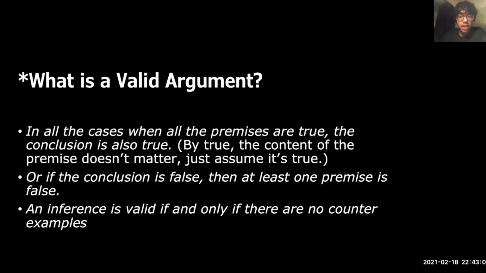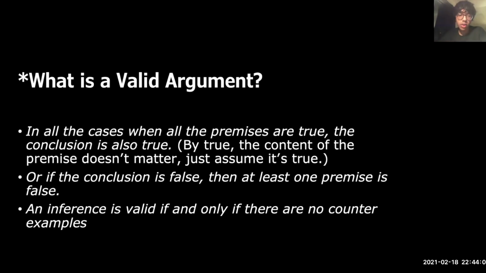The second thing that makes an argument valid is if the conclusion is false, then at least one of the premises is false. These two bullet points make the rules of validity. We can remember these two laws easily by saying that truth goes down and falsehood goes up. Or if all the premises are true, then the conclusion has to be true. If the conclusion is false, then at least one of the premises is false as well.